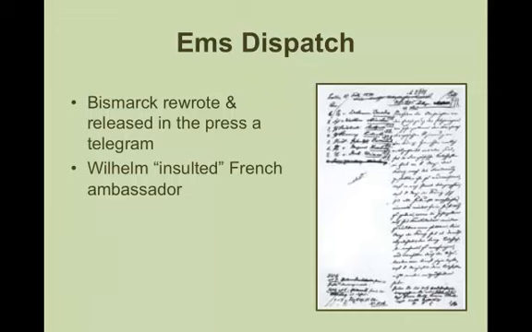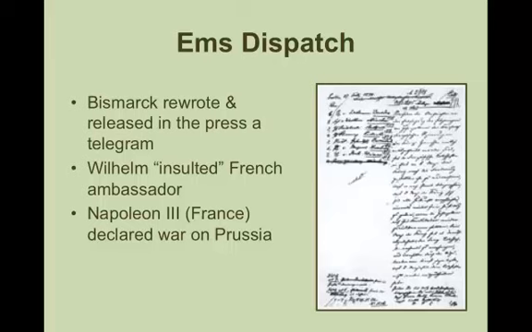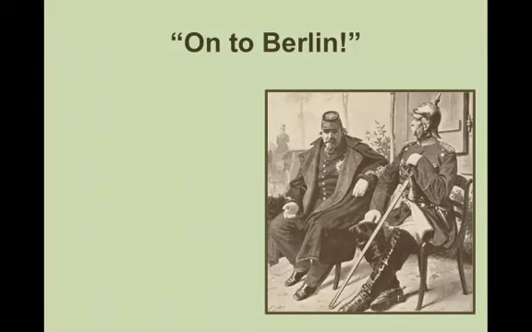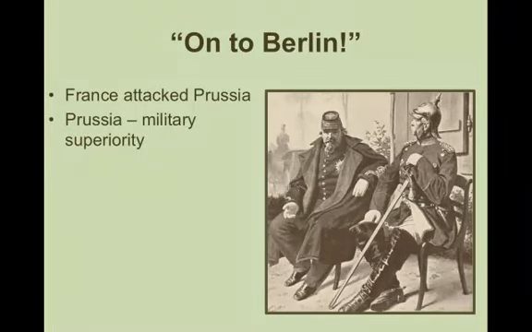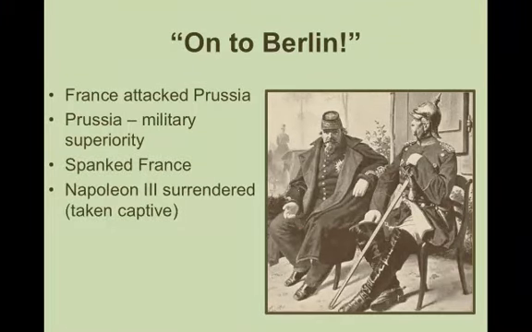Have the French ever done that before? Well, we know they did that in Algeria. So, yeah, maybe they took out another leather glove and slapped the German ambassador in the face with it. I don't know. But Napoleon III declared war on Prussia as a result, which is exactly what Otto von Bismarck wanted, and it was on to Berlin for the French. France attacked Prussia. Prussia was militarily superior by this time, and so France was defeated pretty easily and humiliatingly. Napoleon III surrendered, and he was even taken captive.